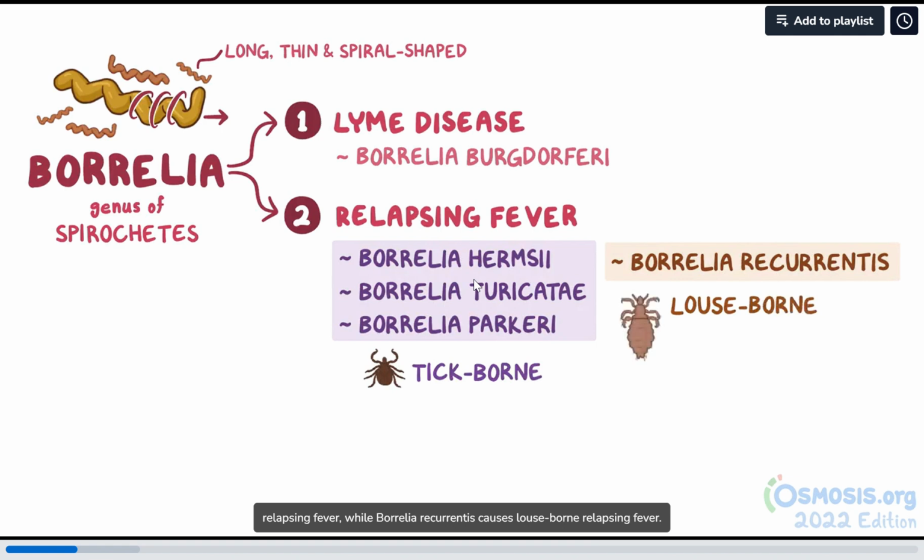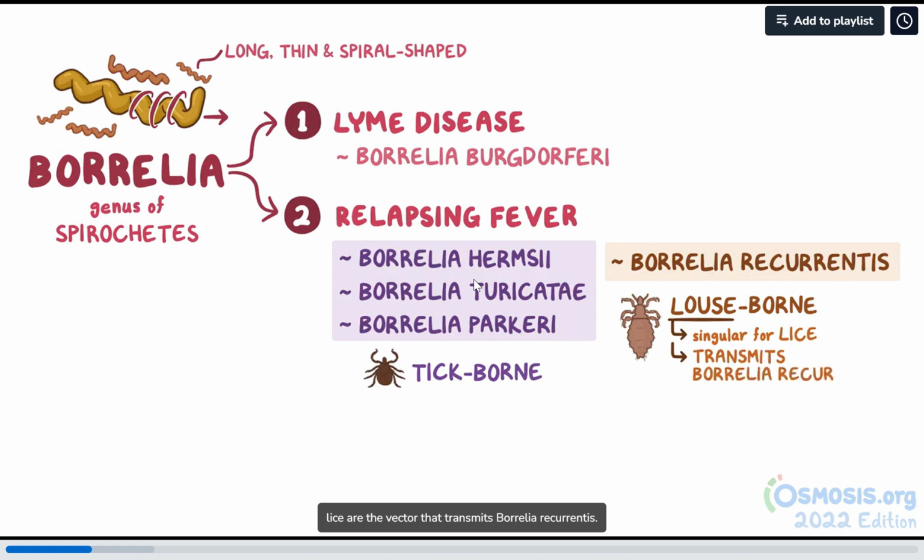relapsing fever. By the way, you may know this already, but louse is actually singular for lice, so body lice are the vector that transmits Borrelia recurrentis.